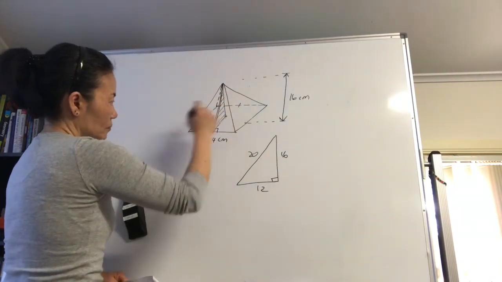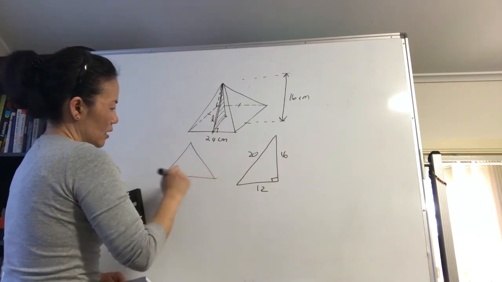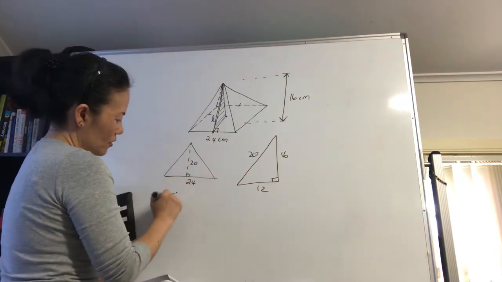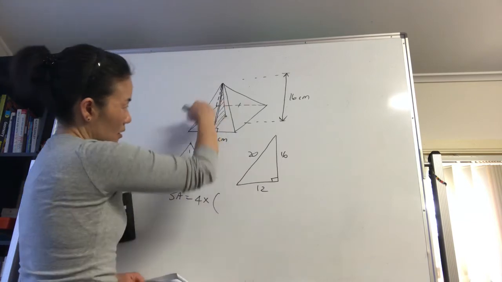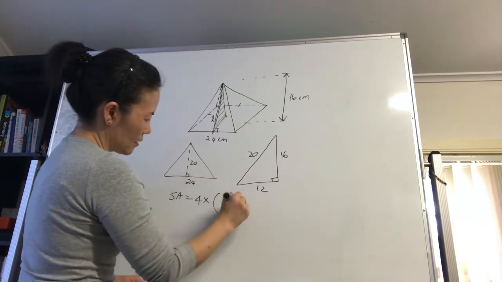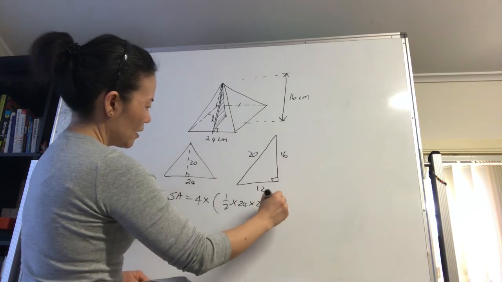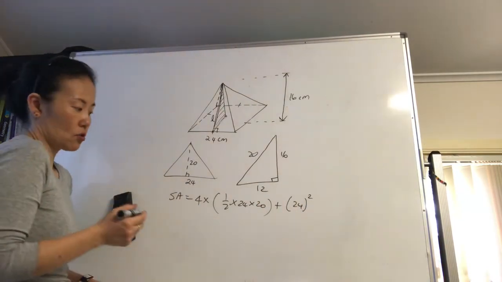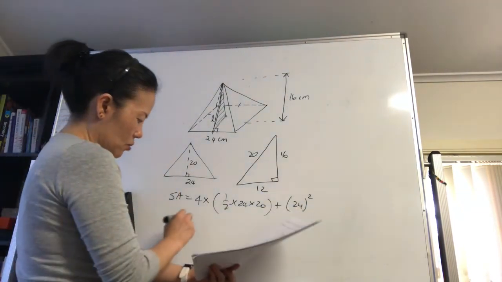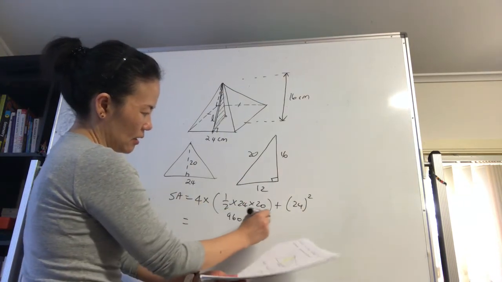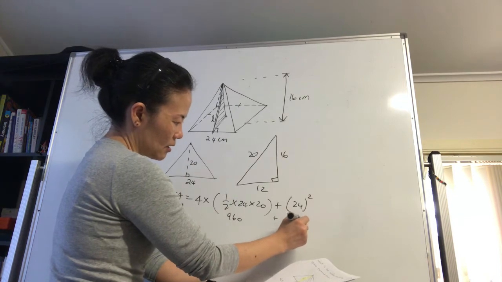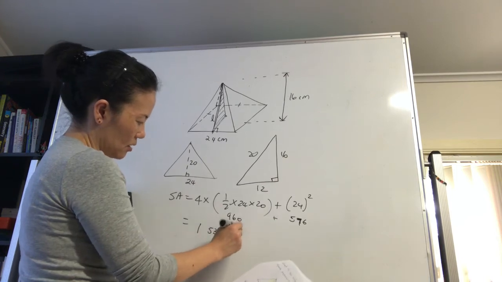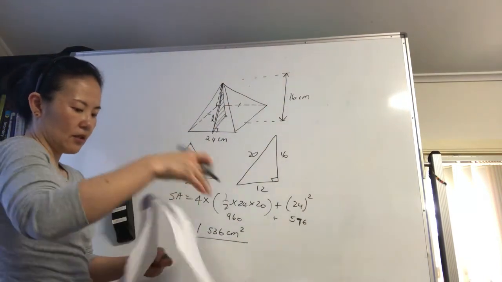So what is my area for the triangle? This triangle has a base of 24, slant height is 20. Okay, so surface area equals 4 times this triangle, half times base times height, and then plus the base, which is 24 times 24, which is 24 squared, because it's a square. So put that all in your calculator, you will get, this part will be 960, this part will be 576, and altogether 1,536 centimeters squared. Okay, so use a calculator and do it.